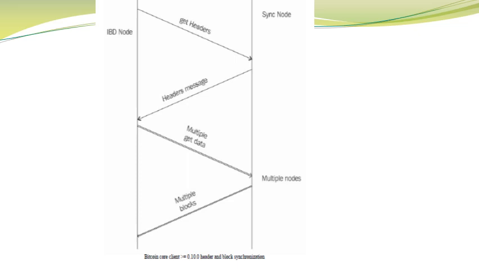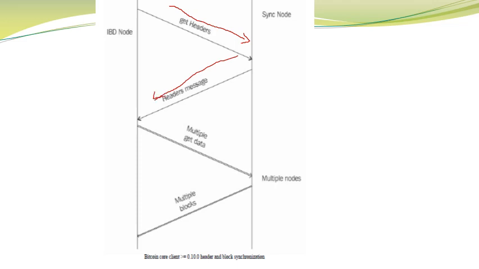There are two nodes, the sync node and the IBD node. The IBD node is the node that has joined the network for the first time. This node will try to download a copy of the blockchain from the sync node. For that purpose it will send a get headers message. Then the sync node will reply with the headers message.